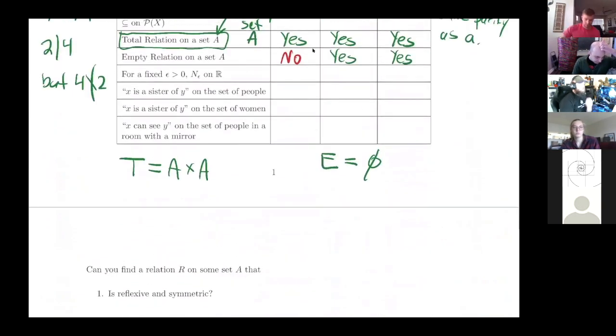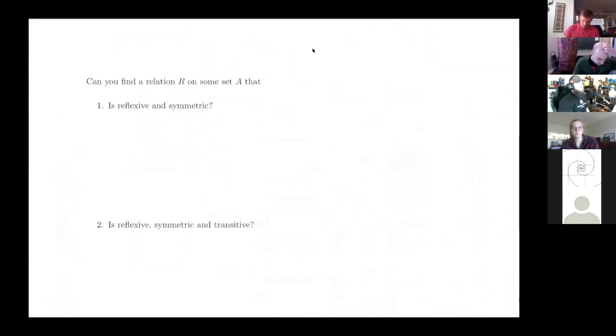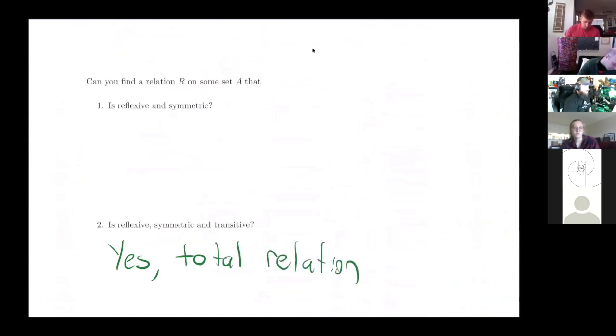Okay. So can you find a relation on some set A that is reflexive, symmetric, and transitive? So yes, a total relation would work for any set A, right? That's going to definitely satisfy all of those properties.